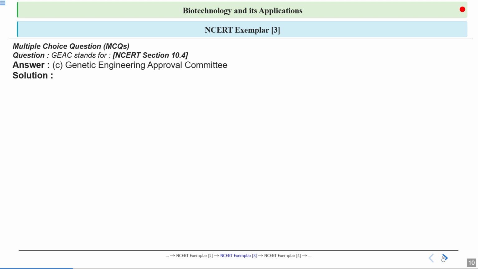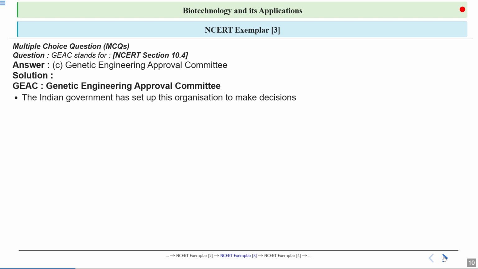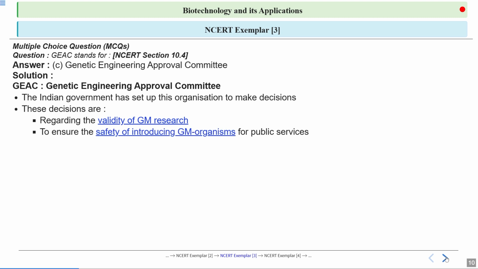So the answer is C, that is Genetic Engineering Approval Committee. What is this Genetic Engineering Approval Committee? The Indian government has set up this organization to make decisions about any genetic engineering proposal and any genetic engineering research that has been happening. These decisions are regarding the validity of genetically modified research, to ensure the safety of introducing genetically modified organisms for public services.